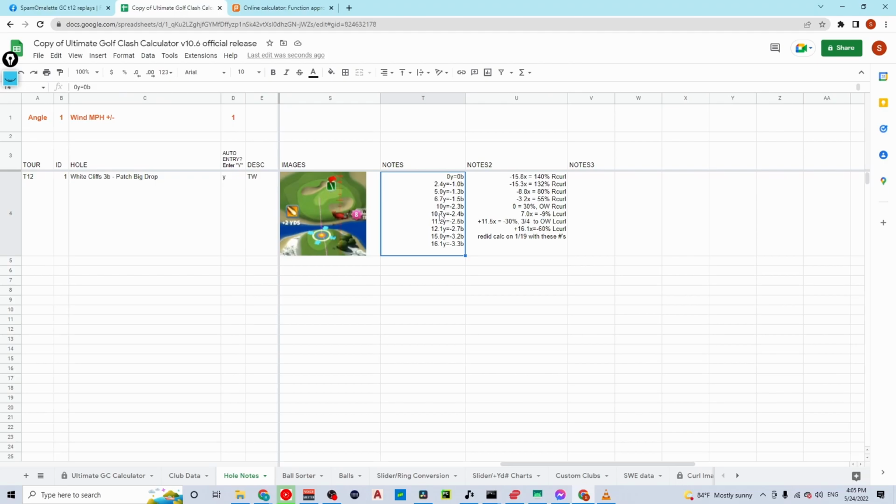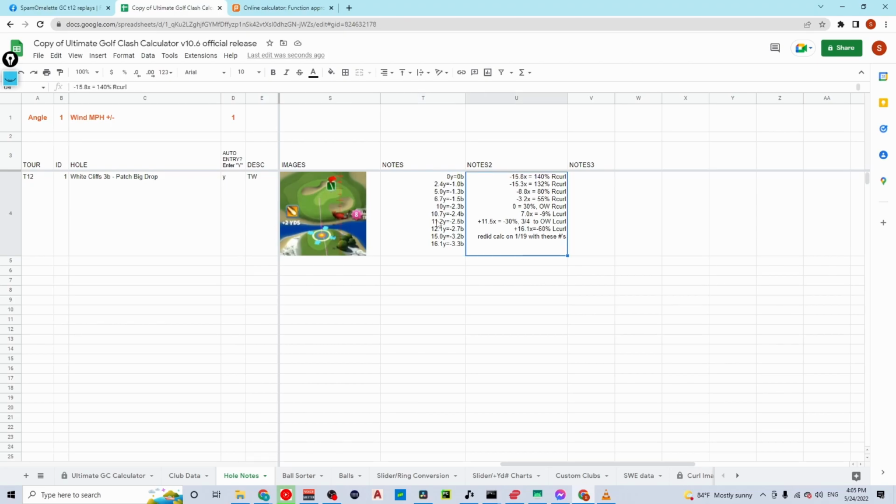So I kept track of the shots. For the spin, I would notice that when I had whatever wind strength and angle, if the Y component of the wind was 10 miles an hour, I needed about minus 2.3 backspin. At 15, and so that's how these numbers are generated.